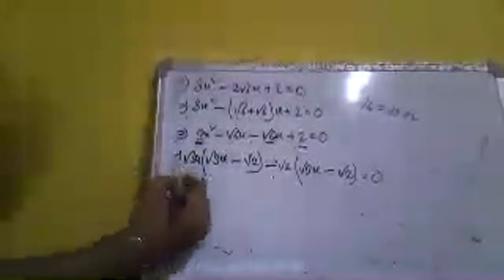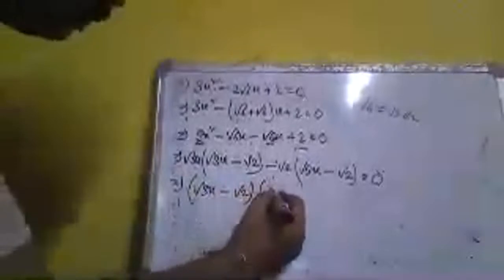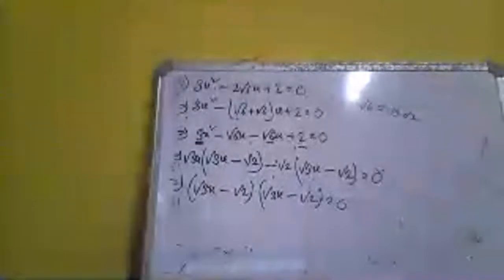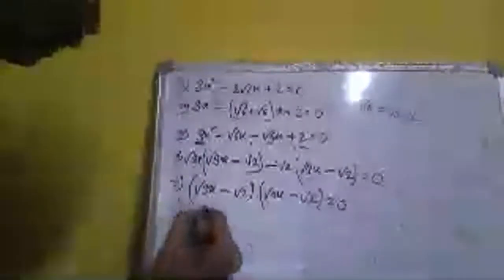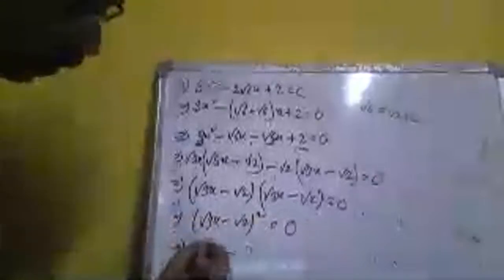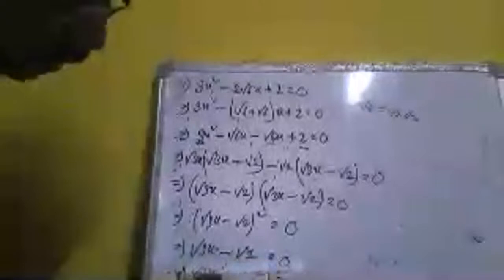Understood? Then this one is root 3x minus root 2, and this one is root 3x minus root 2, equal to 0. You can write root 3x minus root 2 whole square equal to 0. This one you can write as root 3x minus root 2 equal to 0. That means root 3x equal to root 2. That means x equal to, both the square root is there, so root 2 by 3. Then x equal to root 2 by 3, the answer has come now.